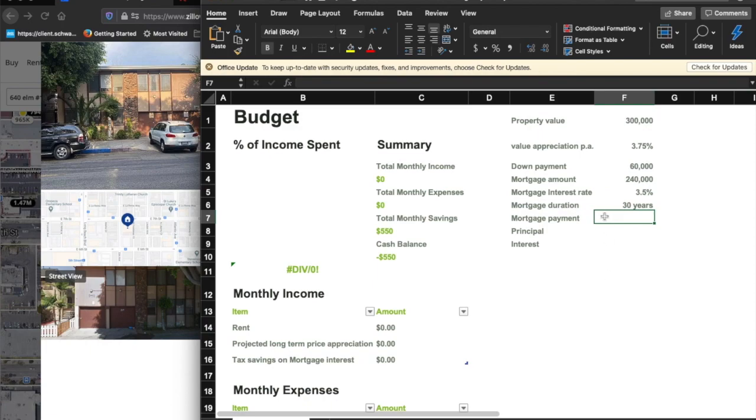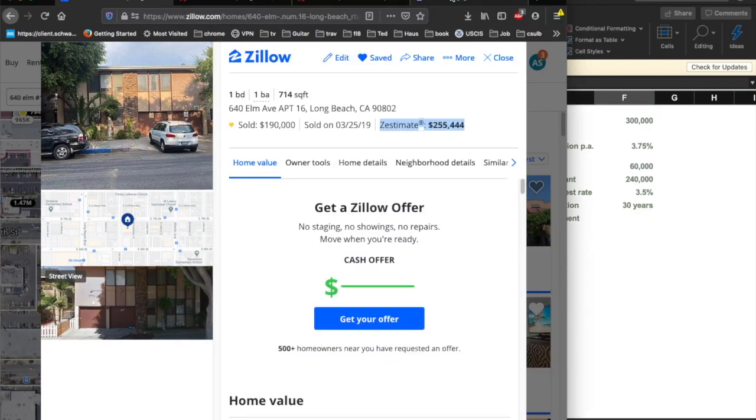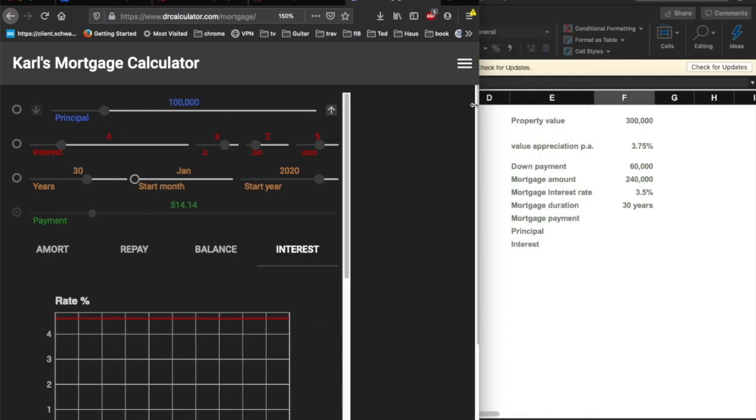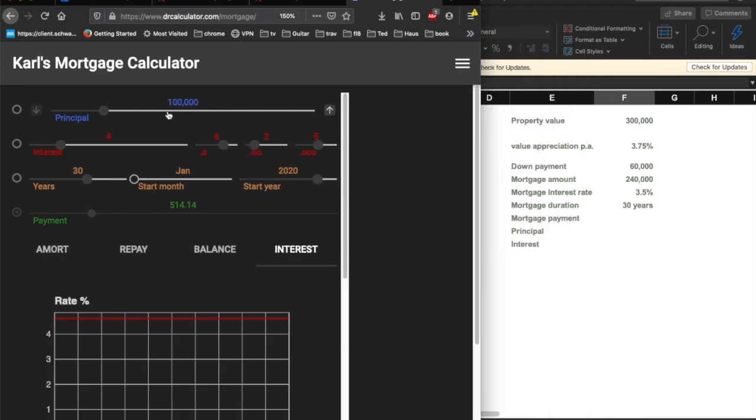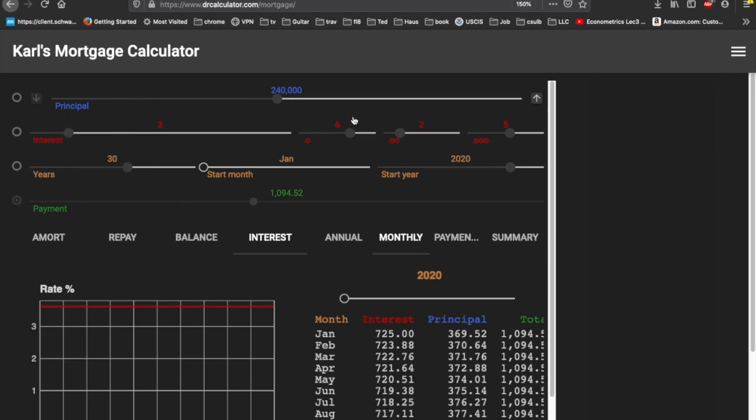Now, how do we calculate the mortgage payment, principal and interest? There are many mortgage calculators out there. I'm using this one, but there are other good ones. You put in the amount of principal. If my down payment is $60,000 at the property value of $300,000, it means the principal of my mortgage is $240,000. The interest rate is 3 point, what did I assume again?